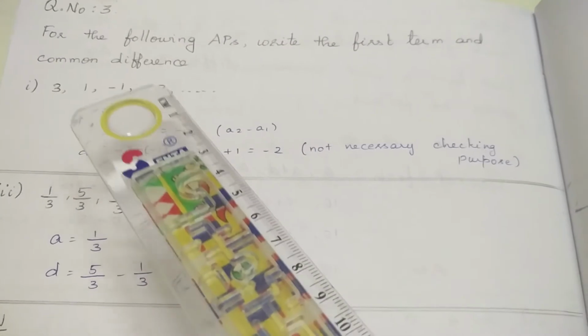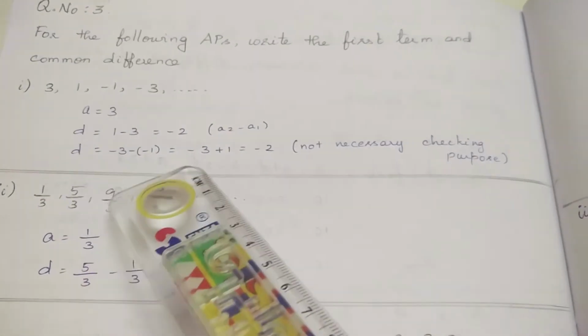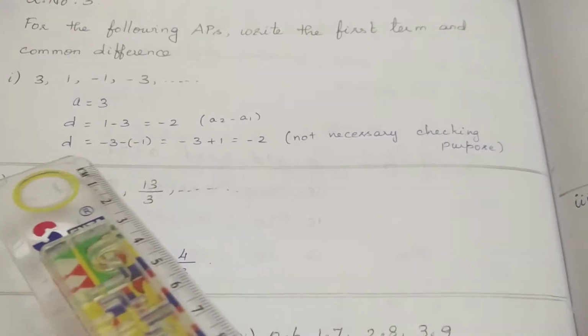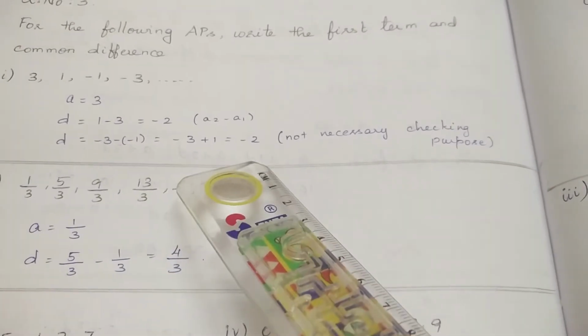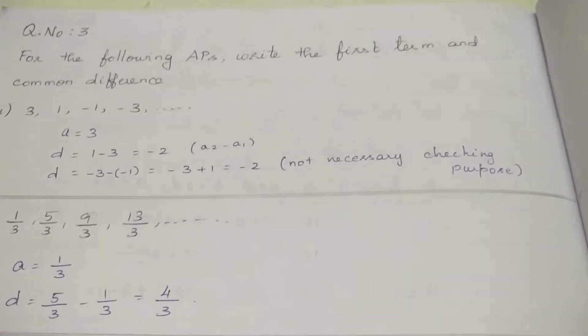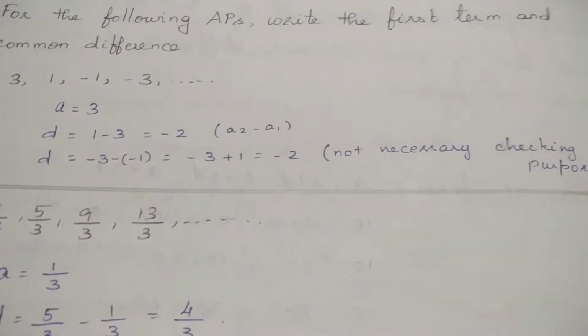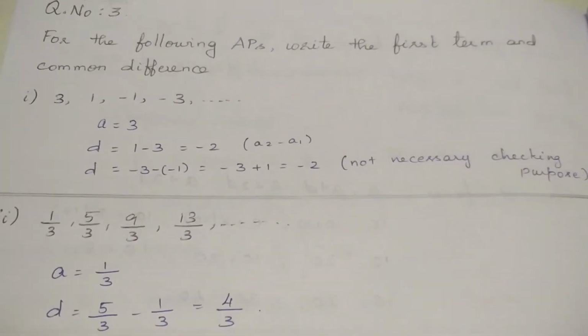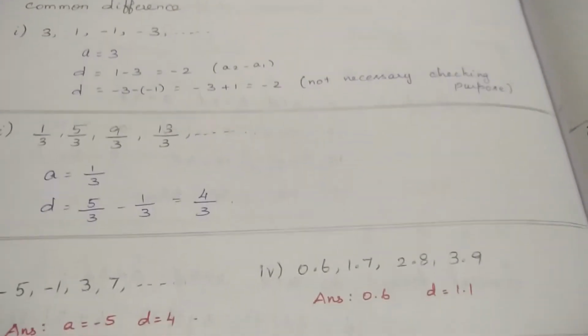Anyway, you have to check A3 minus A2 also. If you check, you are getting the same answer, so your answer is correct. For checking purposes only I did A3 minus A2, because in this question itself they gave "for the following APs". So the given list of numbers is an AP only, they mentioned. That's why I did it, to check whether your answer is correct. Okay, no need for A3 minus A2.